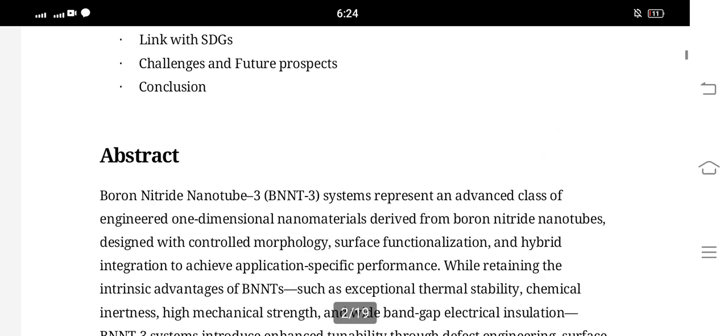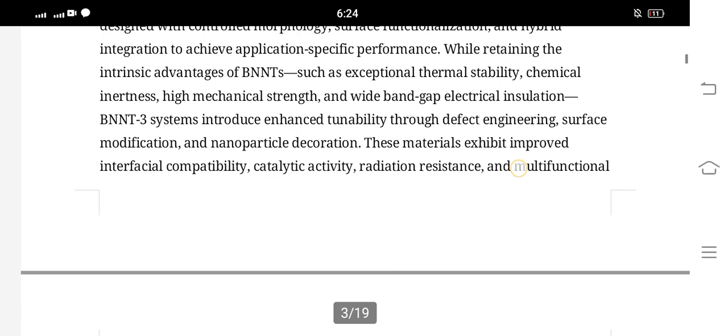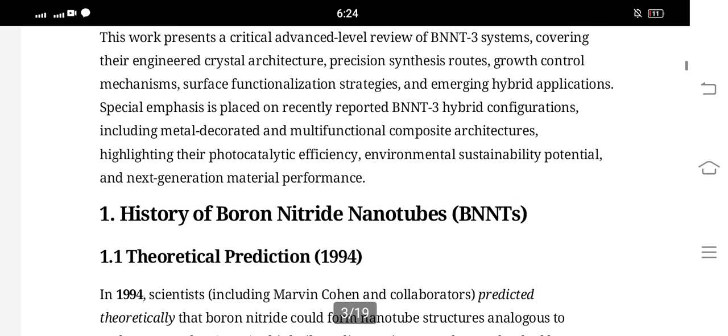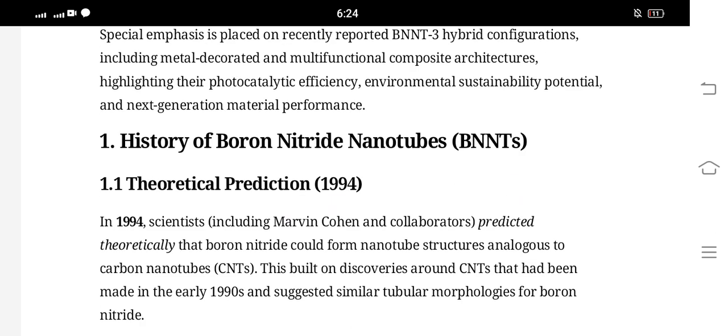Firstly, there is an abstract, but we will discuss the abstract at the end of my presentation. Then there is history. Now I will start from the history of boron nitride nanotubes.